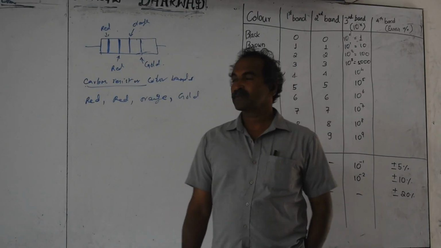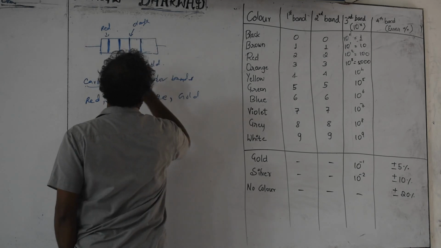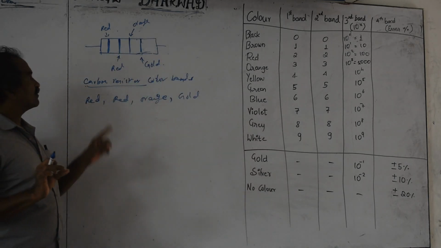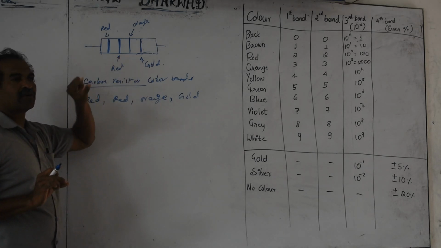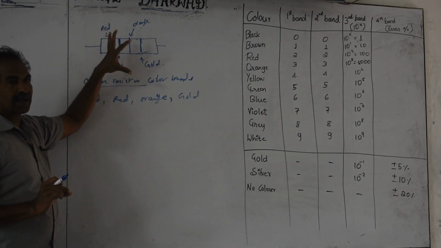Good morning, students. Color coding of the resistors, carbon resistors. Wire wound resistors' values can be written on them because their size is bigger. But small carbon resistors are very small and very thin also, so we cannot write our values on them. It is difficult to see also. So color coding is used. Color bands are used on it.